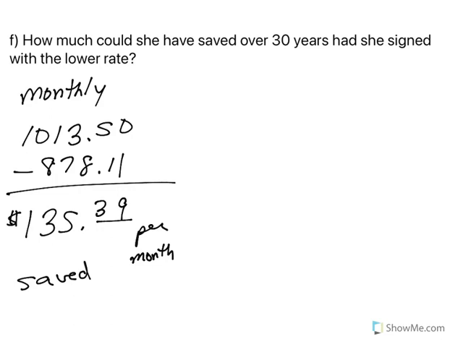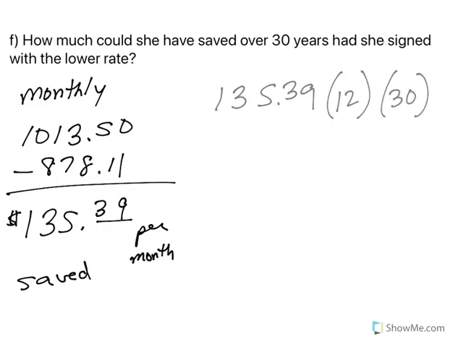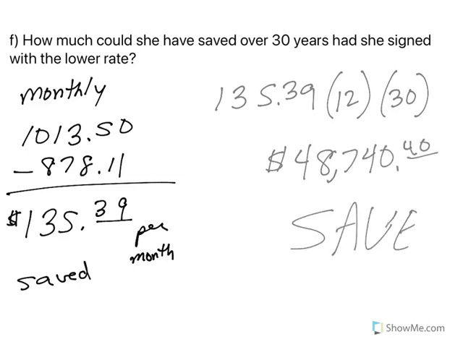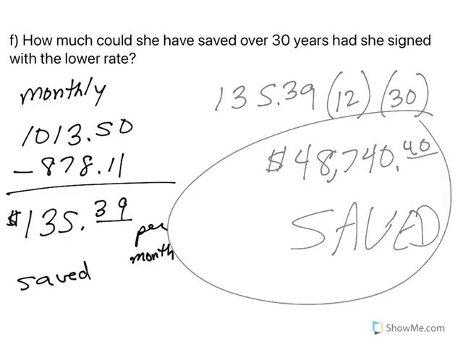Okay, but anyway, so if she saves $135.39 per month, for 12 months in 1 year, for 30 years total, she would have saved $48,740.40. That's the same house, that's the same loan, that's the same everything. Just a different interest rate. 1.25% different interest rate. That's how big of a difference it could be. $48,000, that's a nice car, right? Saved money just by going with a different interest rate.